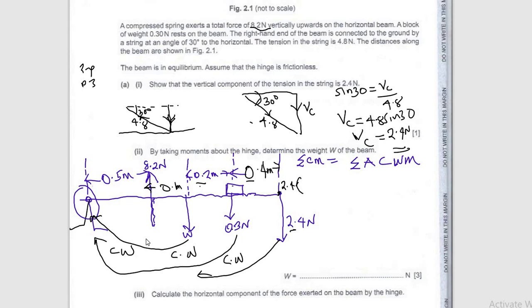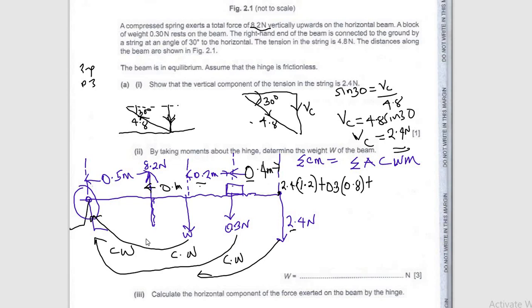This distance, sorry. Now let's add it together. 0.4 plus 0.2 plus 0.1 plus 0.5, that's 1.2. So the distance from 2.4 to the hinge is 1.2. Plus take a force of 0.3 Newton toward the hinge. The distance between 0.3 Newton and the hinge is 0.8. The last clockwise moment is W toward the hinge.